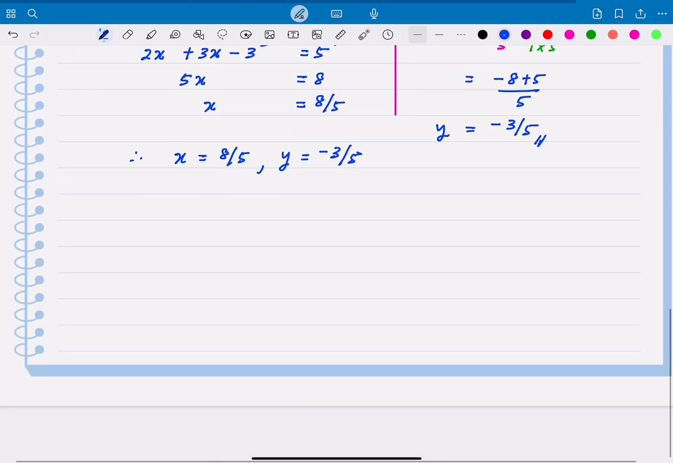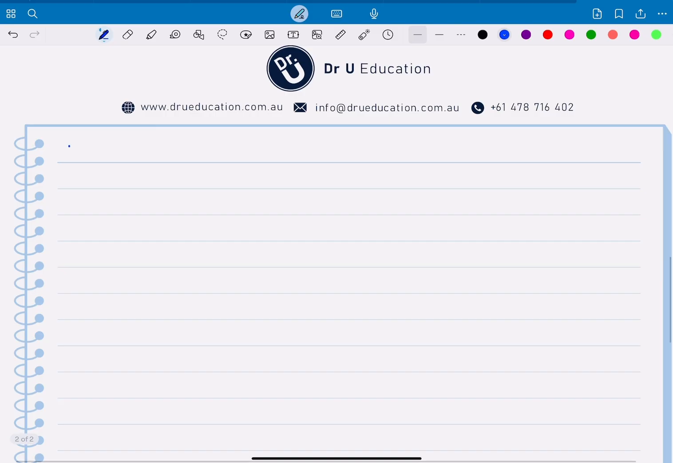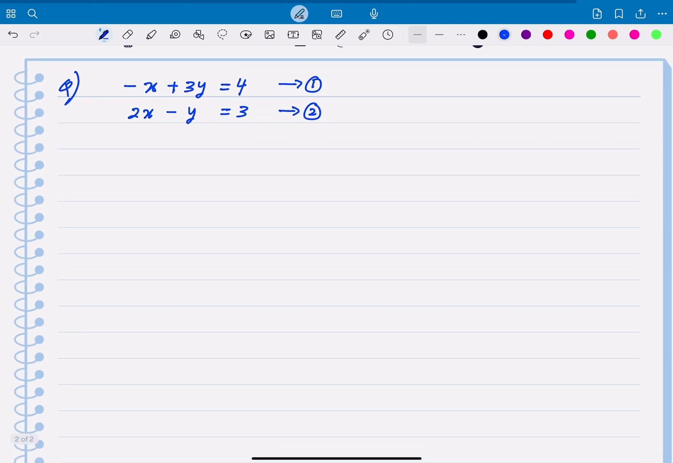Okay, so now let's discuss another question. Let's consider this question. Minus x plus 3y is equal to 4, and then 2x minus y is equal to 3. I consider this equation to be 1 and the second one to be 2. Obviously we are using the substitution method. So from equation number 2, I'm going to make y the subject. If I do that, it would be 2x minus 3.